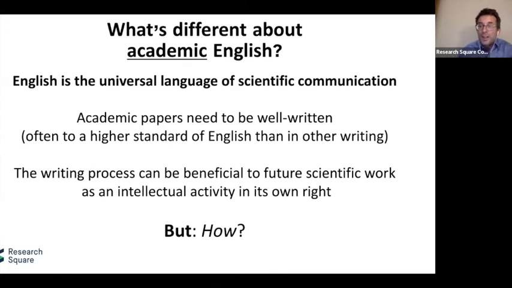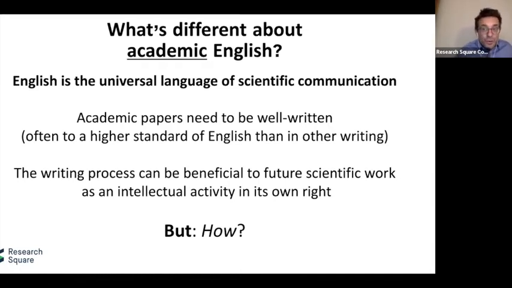Unfortunately or fortunately, academic papers often need to be written to a higher standard of English than you might see in other fields, in other areas, for example. And the writing process, understanding and developing your writing skills as a researcher, can be hugely beneficial. But you're not born with effective communication skills. You can train yourself to be more effective at writing and publishing.